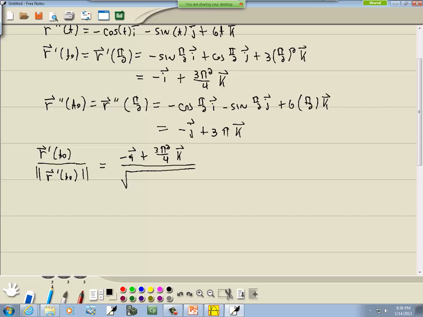So what's before my i here is a negative 1. So we're going to have negative 1 squared plus, and what's before our k is 3 pi squared over 4, squared. So that gives us negative i plus 3 pi squared over 4 k. And negative 1 squared is 1 plus, you square all this, that gives us 9 pi to the 4th over 16.